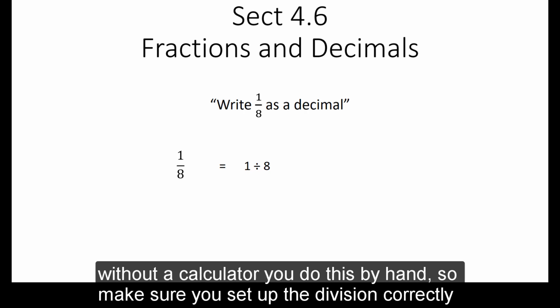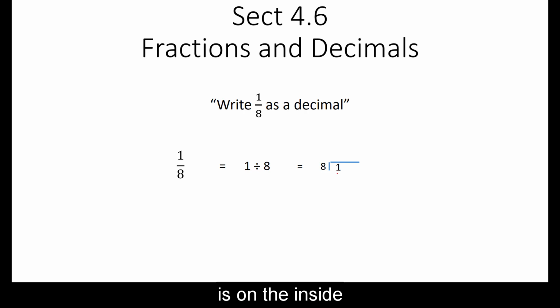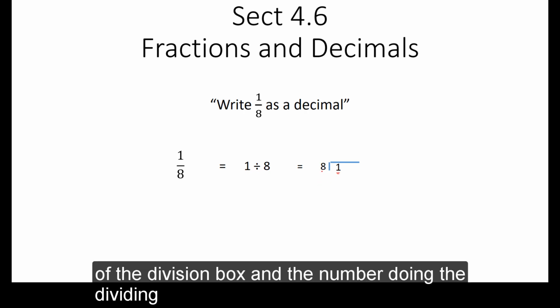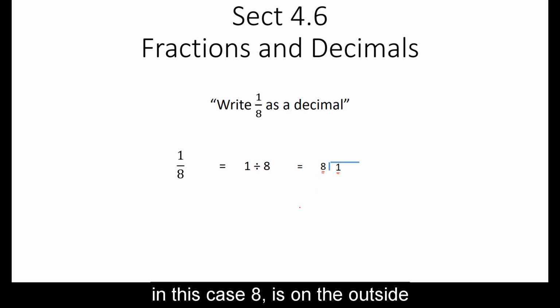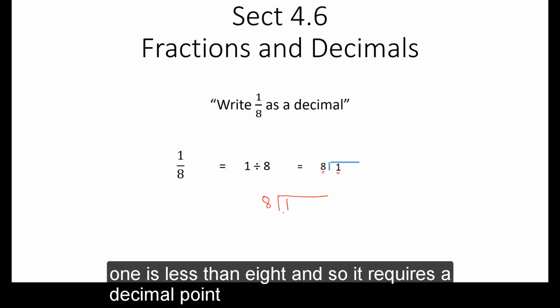But without a calculator, you're going to have to do this by hand, and so the key thing is to make sure you set up the division correctly. The number being divided, in this case the 1, is on the inside of the division box. The number doing the dividing, in this case the 8, is on the outside. Well, whenever you do this division, 1 is less than 8, and so it's going to require a decimal. So I'll go ahead and put a decimal point on here.